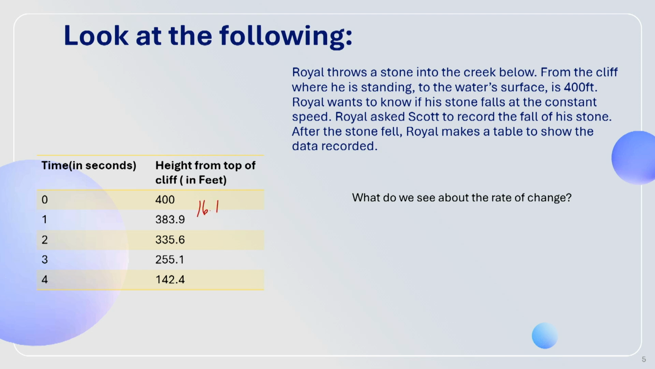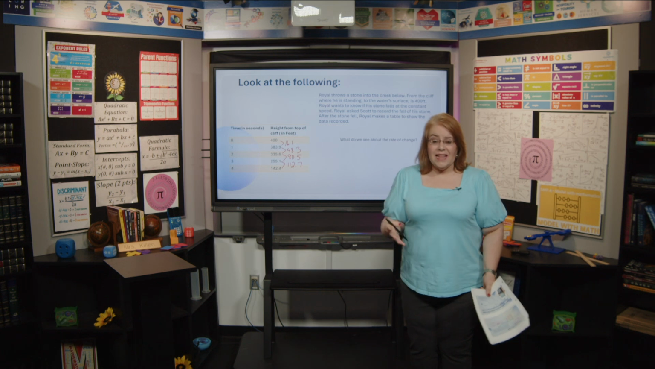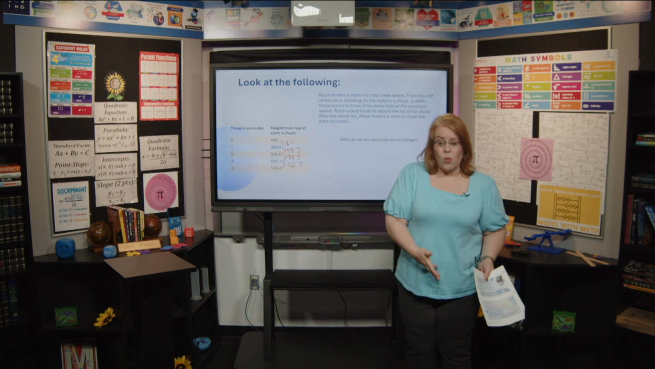If I take 400 and subtract that 383.9, I get a difference of 16.1. Then if I look at the difference from my first second to my second second, I get a difference of 48.3. Then from my second second to my third second, I get a difference of 80.5. And then from my last 2 seconds, I get 112.7. Well, there's no constant anything there except it's falling to the water.